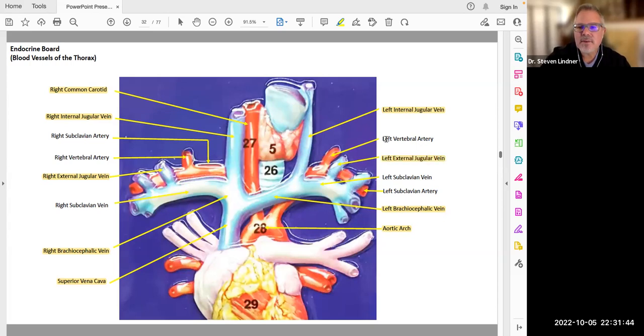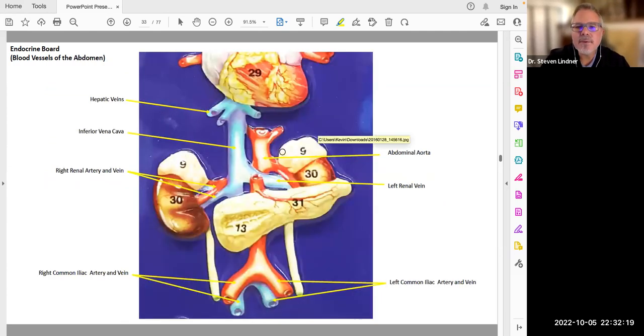Just adjacent to that, we have the left vertebral artery and the right vertebral artery. Right here, coming across this way, this is the left subclavian artery. Coming across, looks like this way, right in here. This is the right subclavian artery. Okay. Off the subclavian is where we have the vertebrals.